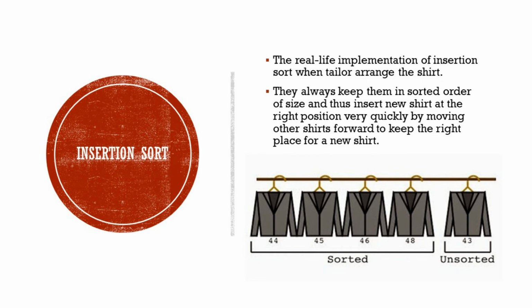So in the diagram we see 43 is kept on the far right because it is not sorted yet. On the left side, the 45, 44, 46, 48 are already sorted according to size.